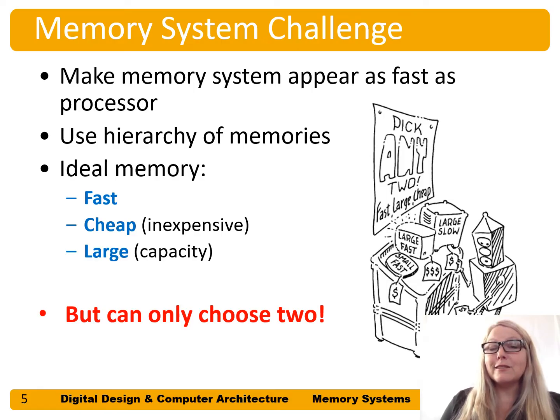In order to do this, we use a hierarchy of memory. Ideally, any given memory would be fast, cheap, and large, where cheap means inexpensive and doesn't break easily. But we can only really choose two. If we choose a fast and cheap memory, it's going to be really small. If we choose a cheap and large memory, it's going to be really slow. So we use a hierarchy to act as if we have a fast, cheap, and large memory, and we build it from multiple types of memory.